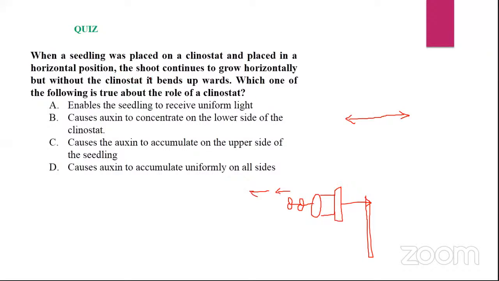But without the clinostat, if you have another shoot here like that, it bends upward. This one, just placed on the ground without a clinostat, is going to bend upward like that. Now, which one of the following is true about the role of a clinostat?